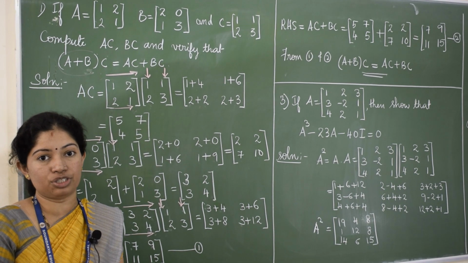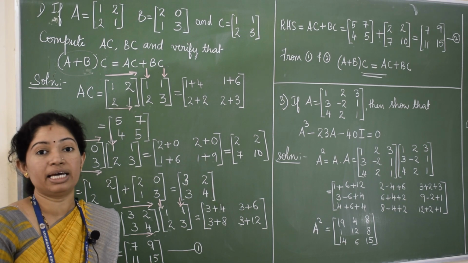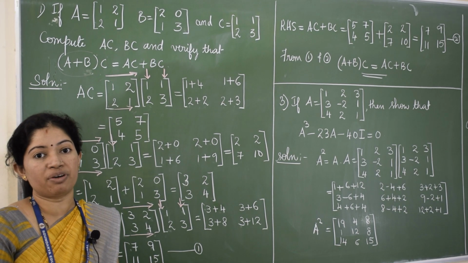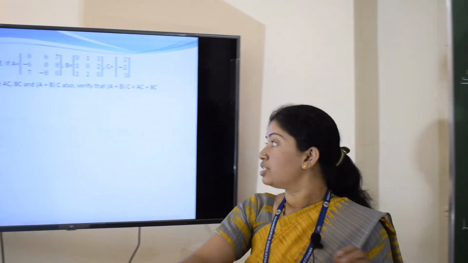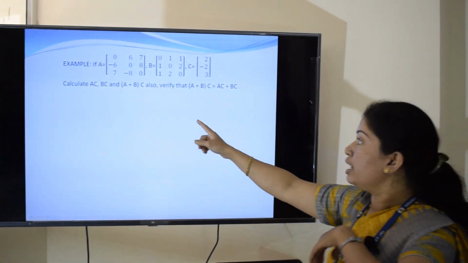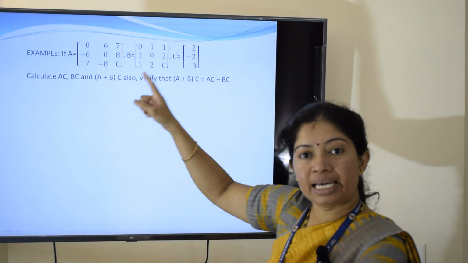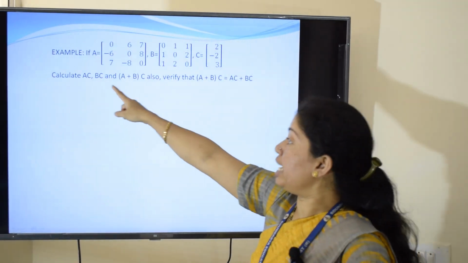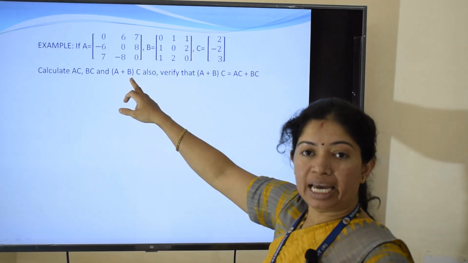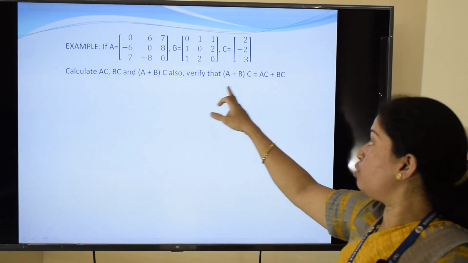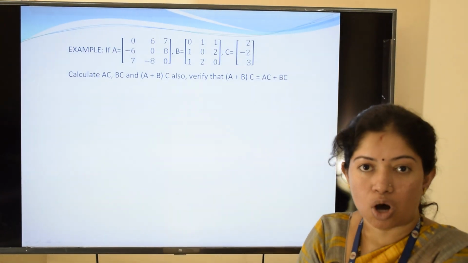Next, let us see one more problem of such kind only, that is also important for your 5 marks. So here you can see that problem. Here you have matrices A, B and C given, and again the same question: you have to find AC and you have to find BC, then you have to find (A plus B) into C, and you have to verify this. This is nothing but your distributive law.